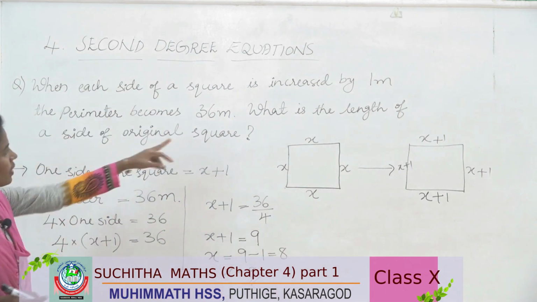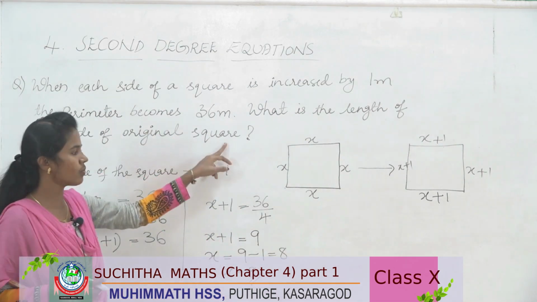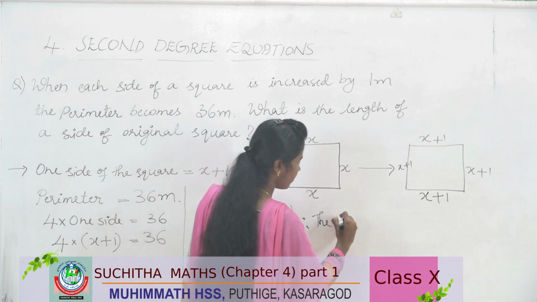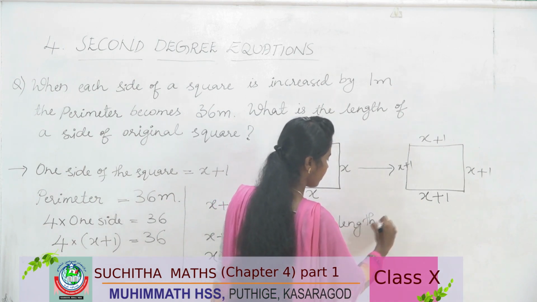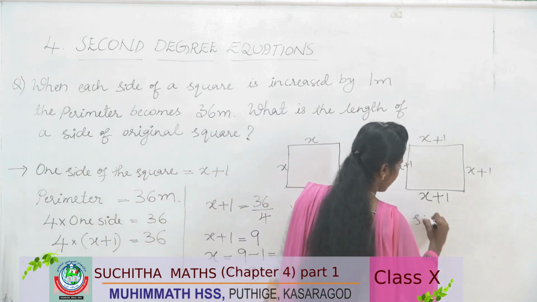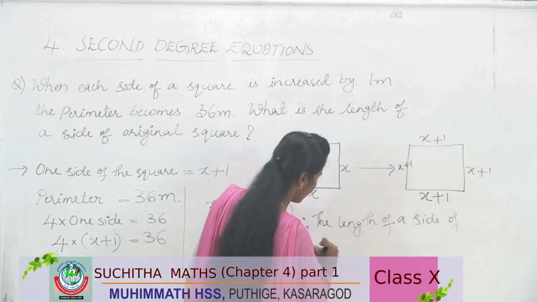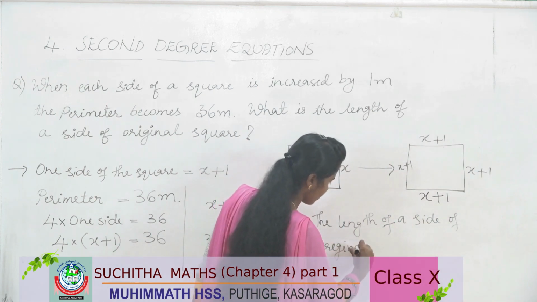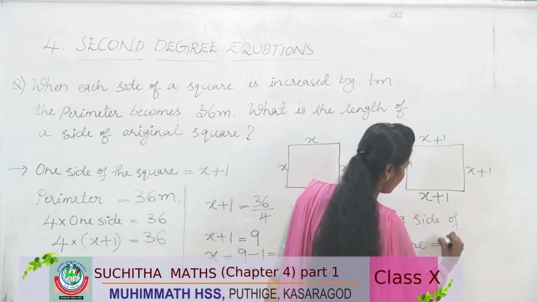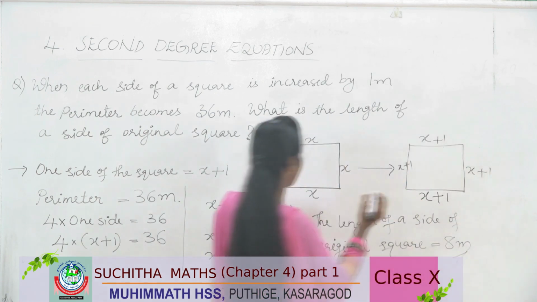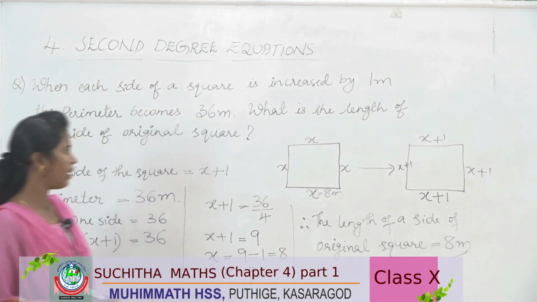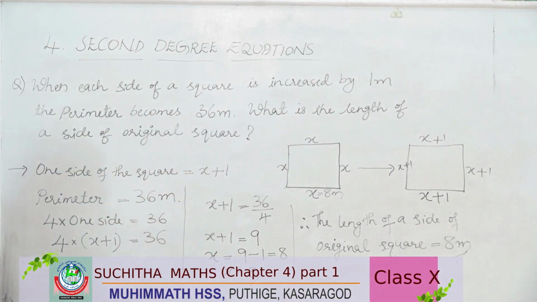Listen to the question. What is the length of a side of the original square? Therefore, the length of a side of the original square equal to 8 meter. 8 meter is the length of one side of the original square.